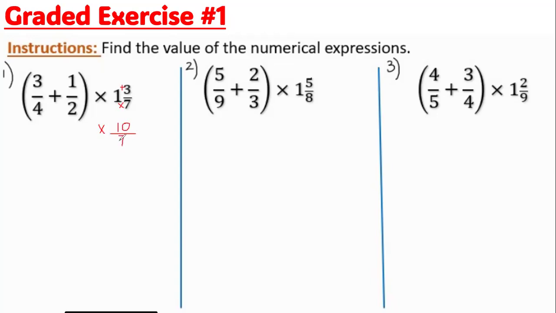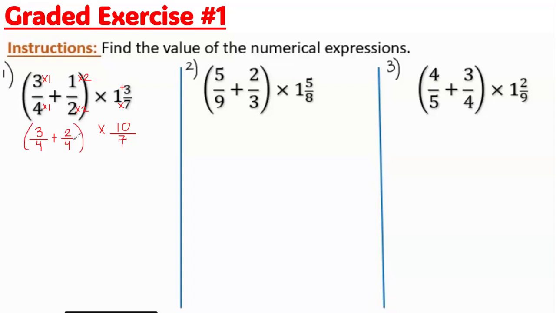And then we have 3 over 4 plus 1 over 2. What is the lowest common multiple? 4. Very good. So it's going to be times 1. What times 2 gives you 4? 2. Very good. So 3 times 1 is 3 all over 4 times 1 is 4. Plus 1 times 2 is what? 2, all over 2 times 2 is what? 4.